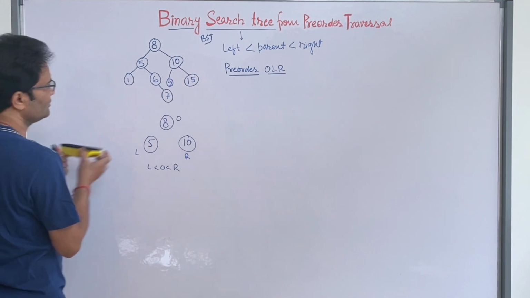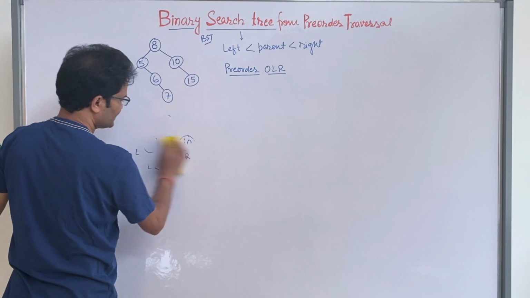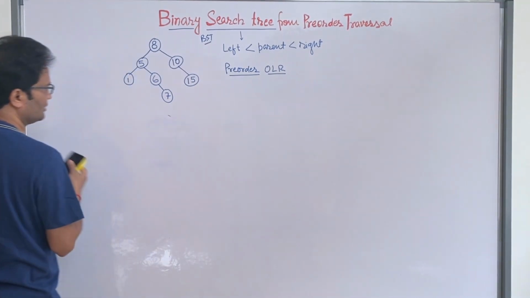So for a binary search tree, always keep in mind that the left side is smaller than the parent and the right side is greater than the parent. This is the property of the binary search tree.